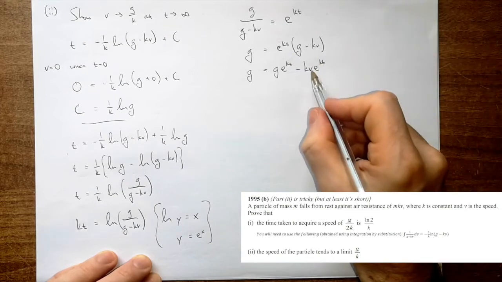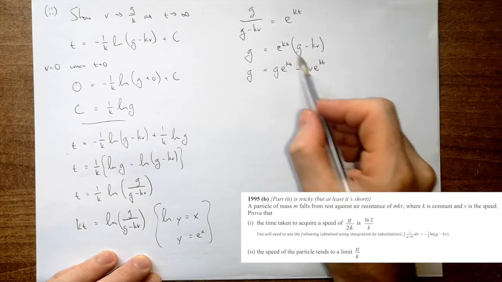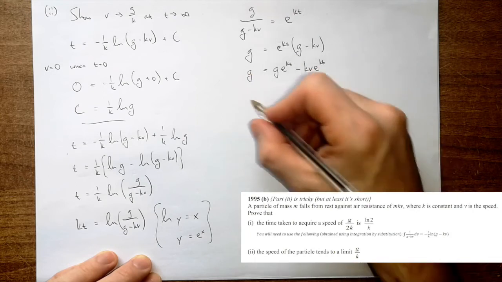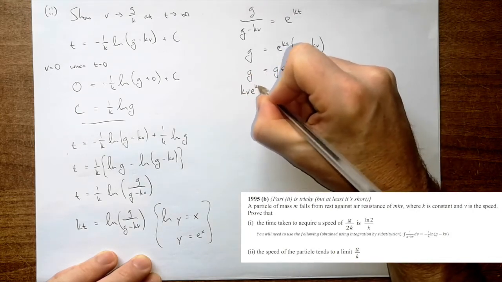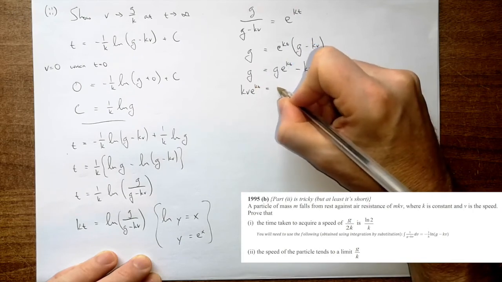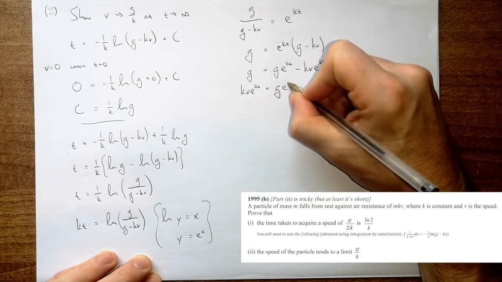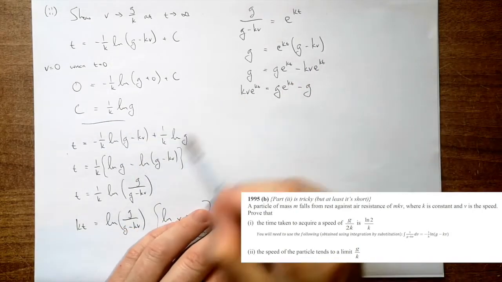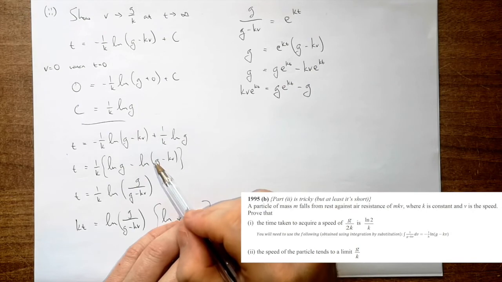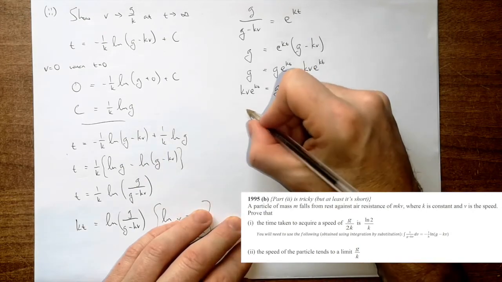All right, this is the one I want on its own. I don't really want the minus, so I'm going to put this one over here and the g over there. So I get kv e to the power of kt equals g e to the power of kt minus g. Getting better. So all I've got to do is lose these different bits and pieces, one by one.